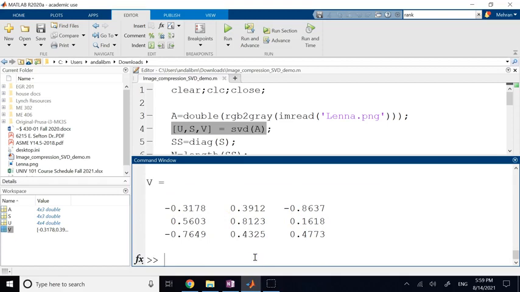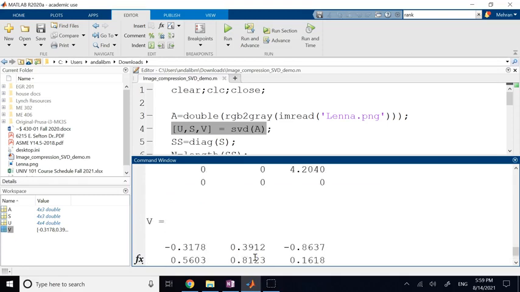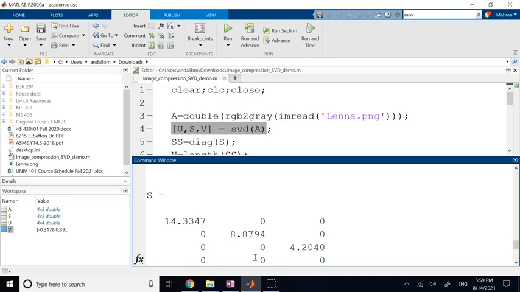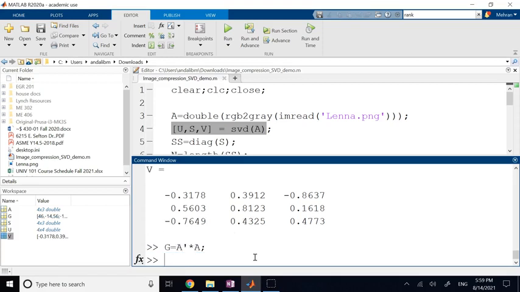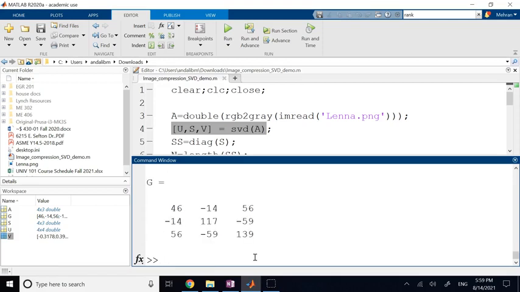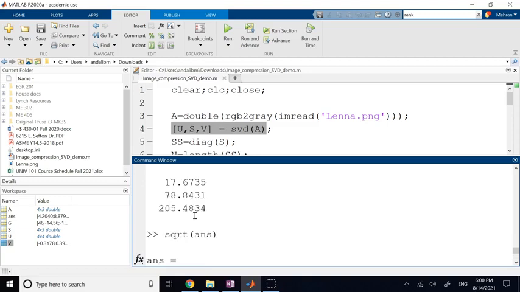And you might say, well, are those eigenvalues and eigenvectors of A transpose A? Well, let's take a look. So here I call my A transpose A, the Gram matrix, to be A transpose times A. You see it is a 3 by 3. And now if I use the command eig on it, these are the eigenvalues, and if I apply a square root to the answer, let's see if it does.